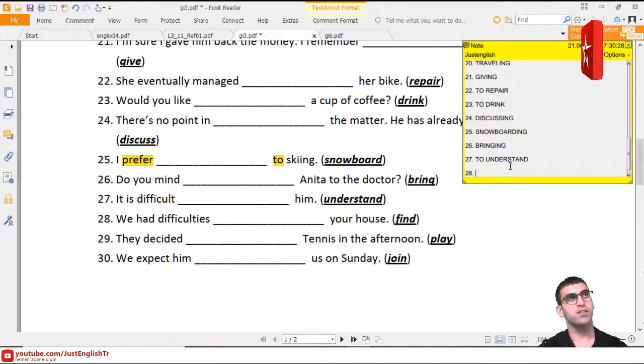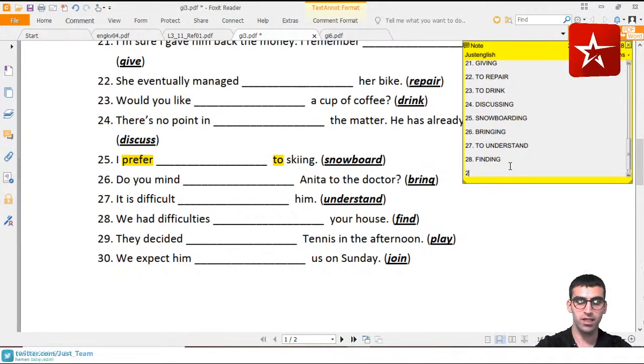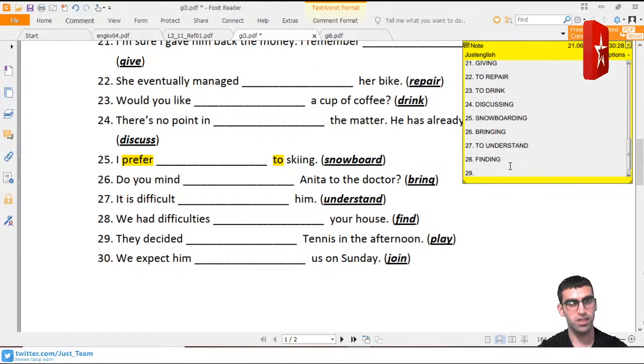So, by the way, guys, there are some verbs that are followed by either gerunds or infinitives, like we can use to and ing after them. So here, 28, we had difficulties finding your house. Finding is a correct answer for 28. We had difficulties finding your house.